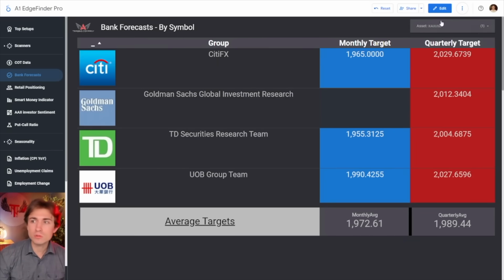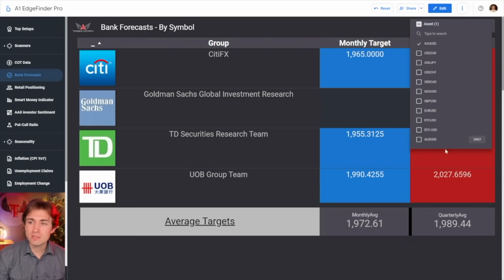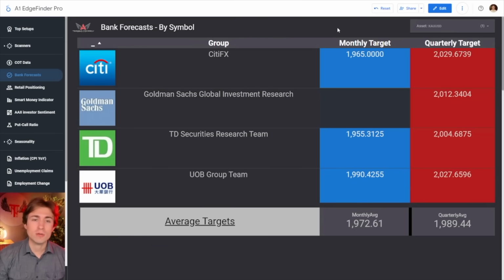And again, very cool tool. You can select if you trade currency pairs. There's all sorts of currency pairs. We even have some Bitcoin forecasts, which I thought was really interesting that we were able to pull, and gold as well. So yeah, take a look.